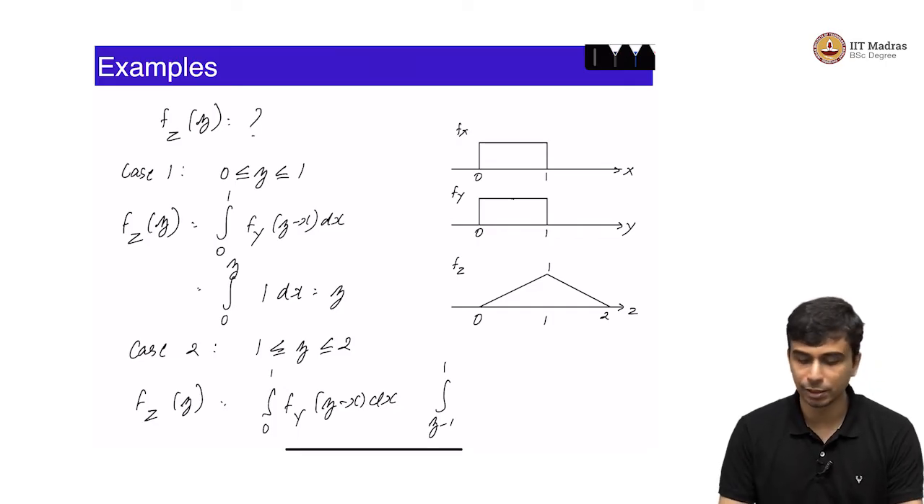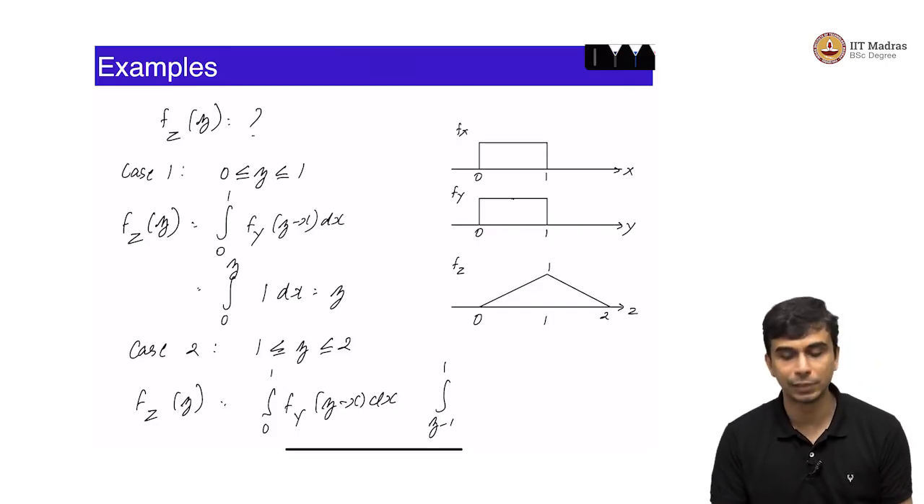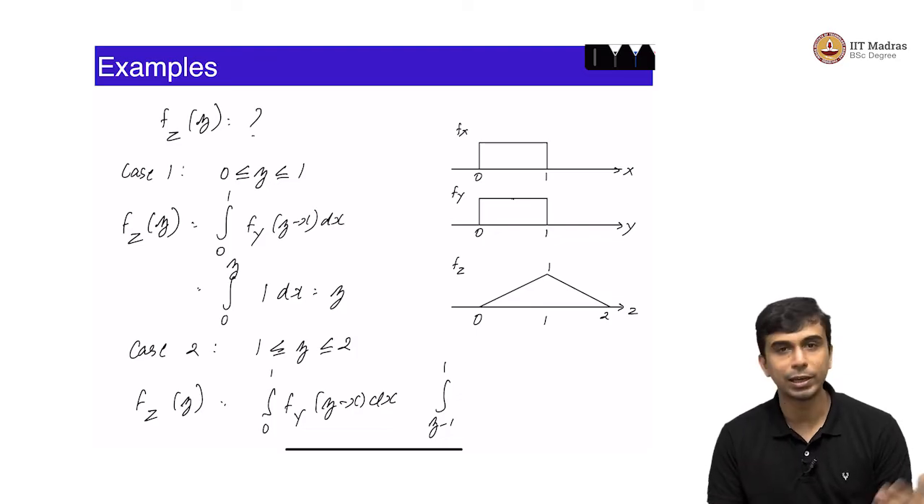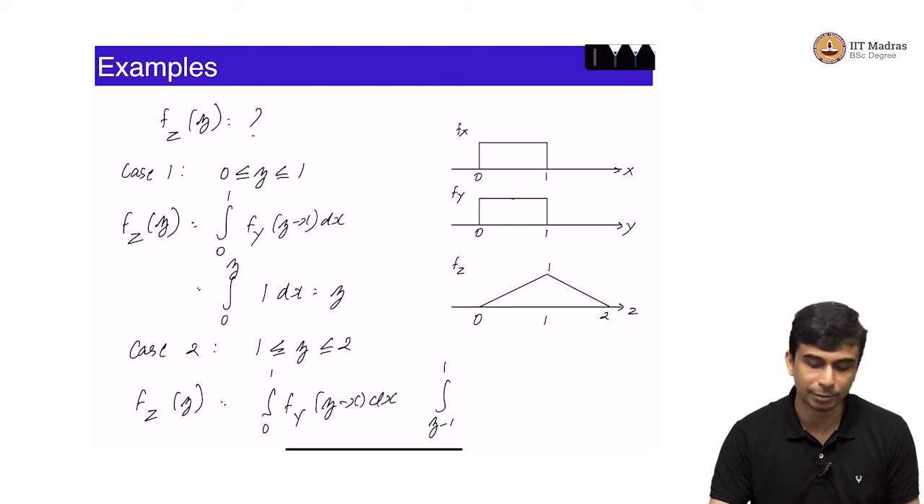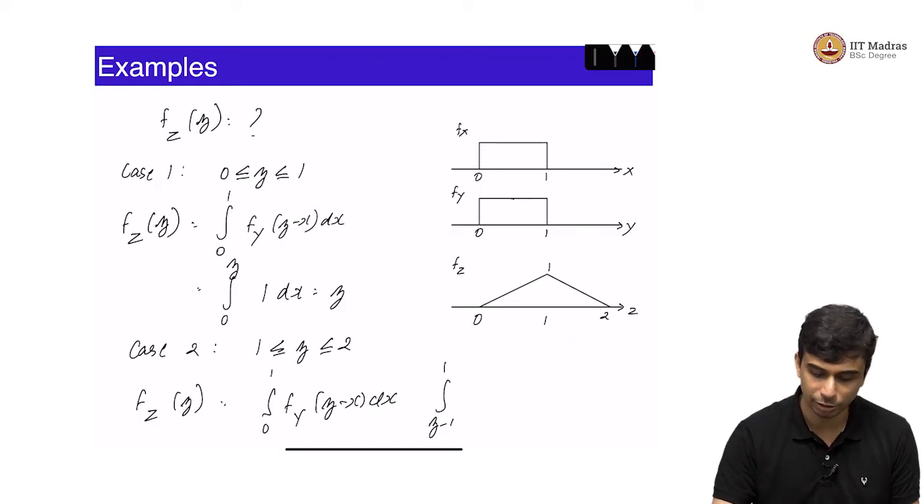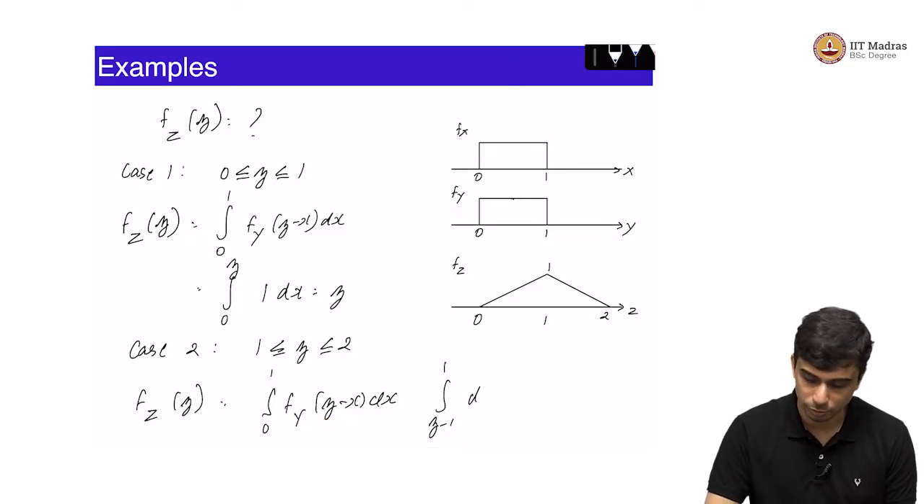Intuitively also it makes sense: only when x is in the range z minus 1 to 1 can you, when you add y, get back z. If x is less than z minus 1, there is no way that by adding y you can get z. So that is the logic here. So x is in the range z minus 1 to 1. In that range f_Y(z minus x) is exactly equal to 1, so this is equal to 2 minus z.